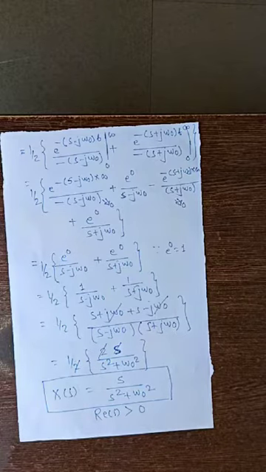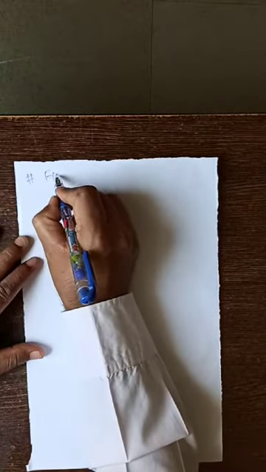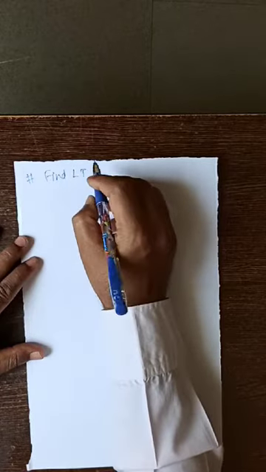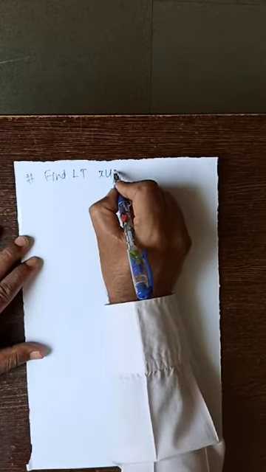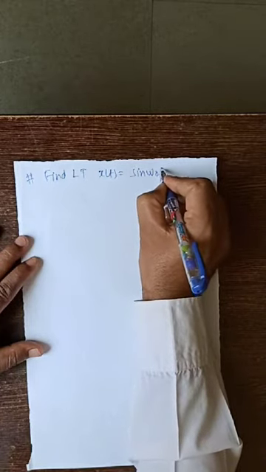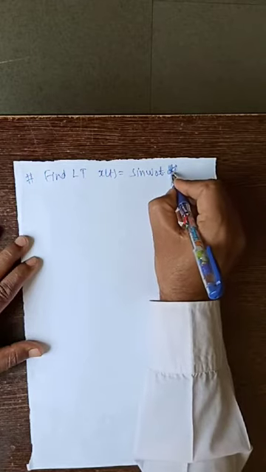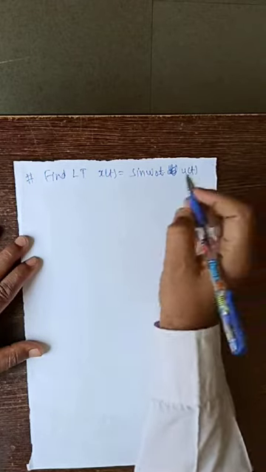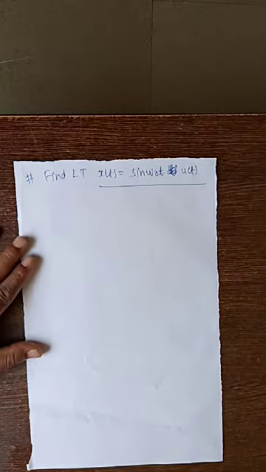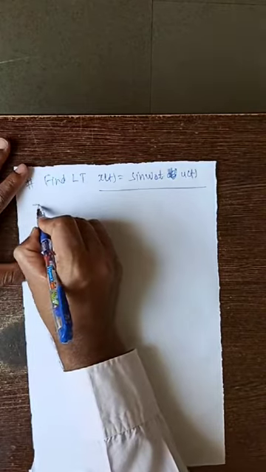So one more example we'll see. That is, find the Laplace transform of x of t equal to sine omega naught t into u of t. Sine omega naught t into u of t. Now just see here, we'll start solving this example.